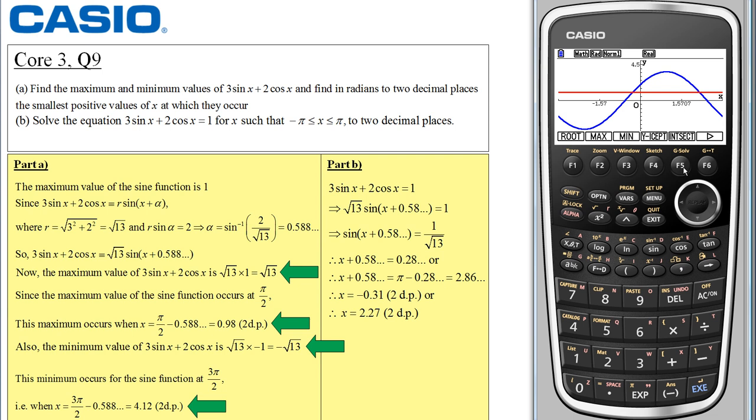So if I select Gsolve and intersection, that's F5, you can see the first point is here, minus 0.306 and so on. Well, to 2 decimal places, that is minus 0.31, which is this solution here. And if I scroll to the right, the other solution is 2.27, correct to 2 decimal places. So again, that confirms my finding earlier on.